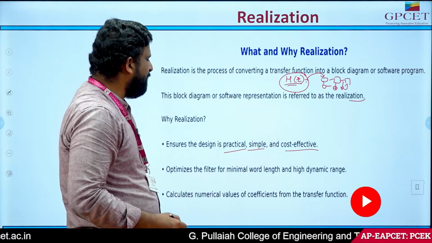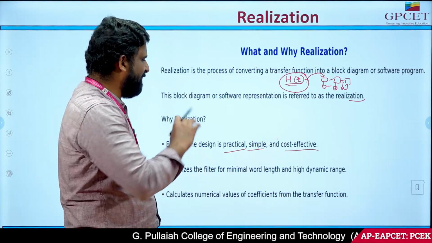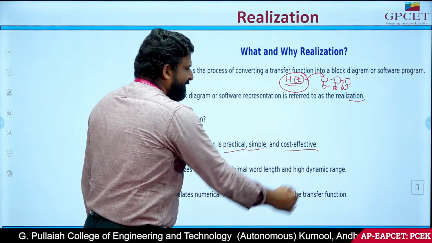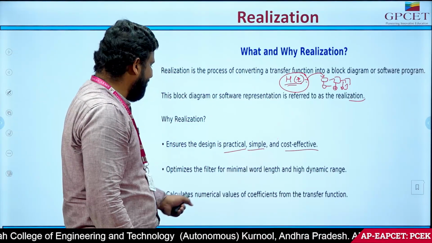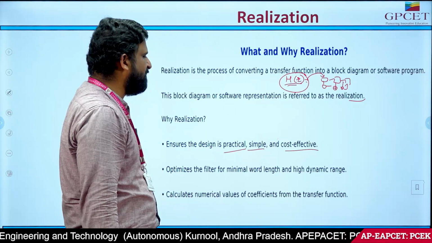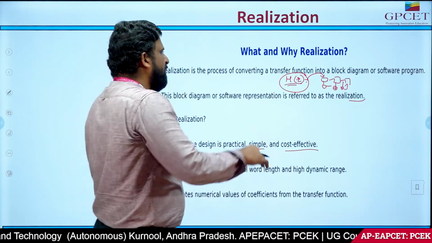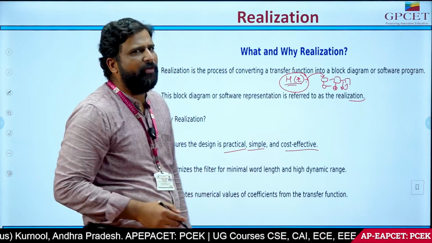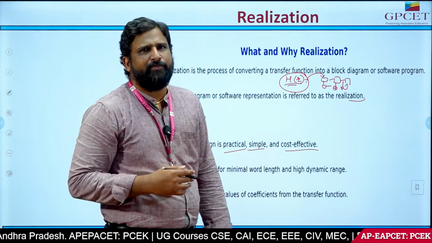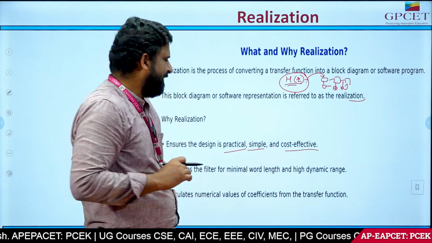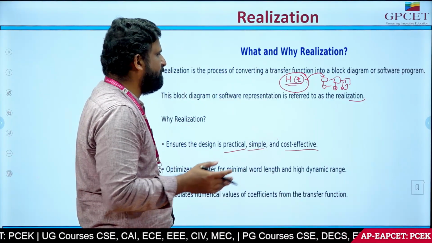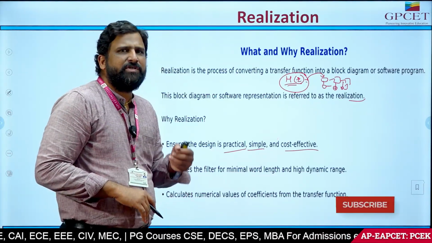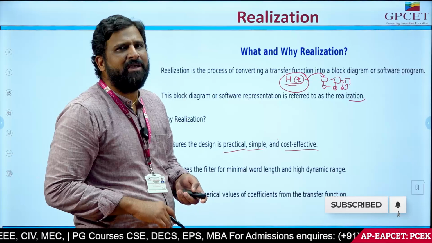Optimize the filter for minimum word length and high dynamic range. That means the equations can have minimal word length and high dynamic range. And finally, it calculates the numerical values of coefficients from the transfer function. When it is in a transfer function H of z, it is somewhat difficult to calculate the coefficients. When it is converted into the block diagram, it will be easy to calculate the different coefficients present in the transfer function. So these are 3 important things which show why we go with realization.